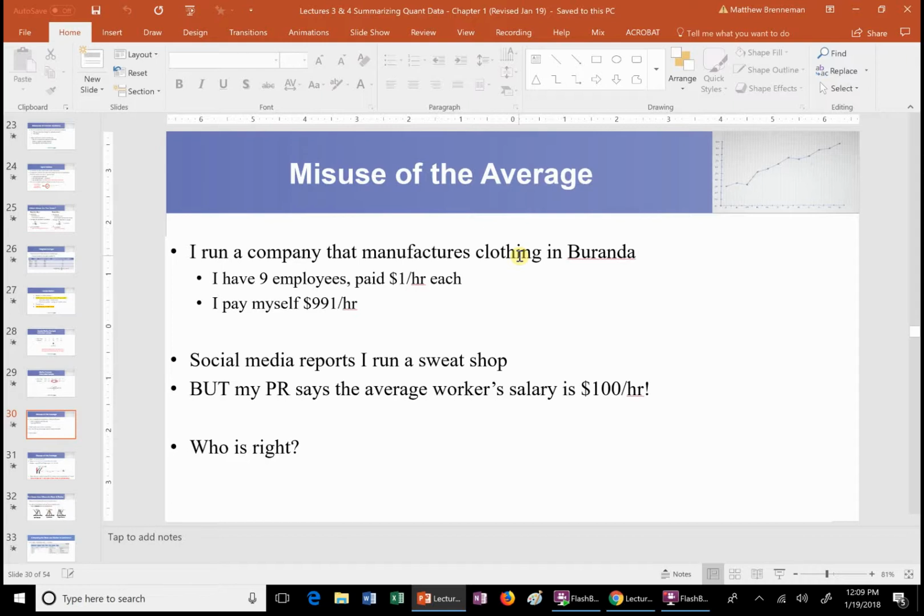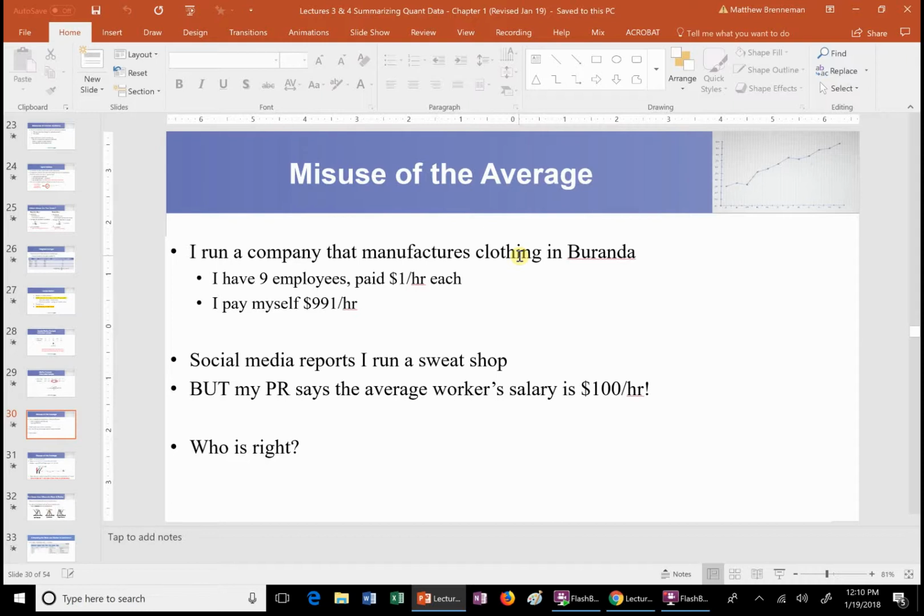Nice guy, right? Now, social media picks up on that and says, you know, I run a sweatshop, I'm a terrible person, blah, blah, blah. And I come back and say, no, you guys got it all wrong. Average salary for my employees is $100 an hour. How could you possibly say I have sweatshop wages? Who's right? Both. Both of them are right? How's that? Can both of them be right?